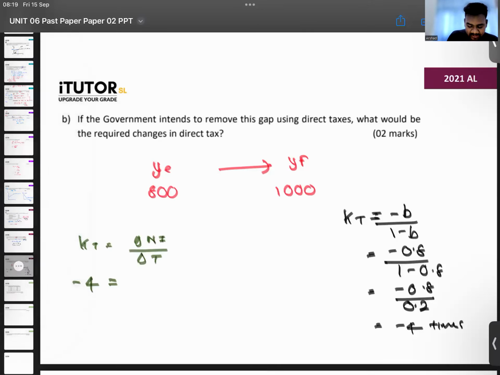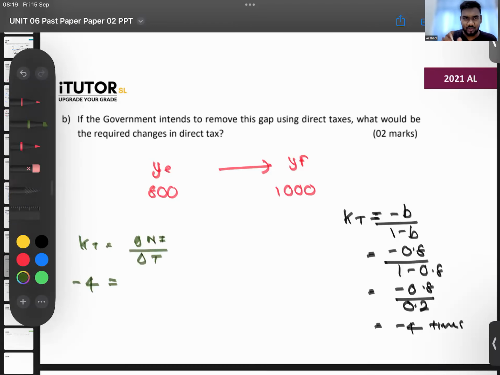How much of a national income change do we want? If the government wants to close this gap, we need a change in national income of plus 200. Right now we are at 800. We need to go to 1000. So for this to happen, can you calculate and tell me how much is the change in tax? Change in tax is minus 50. What does that mean, guys? That means taxes have to decrease by 50. If taxes decrease by 50, then you can go from 800 to 1000.